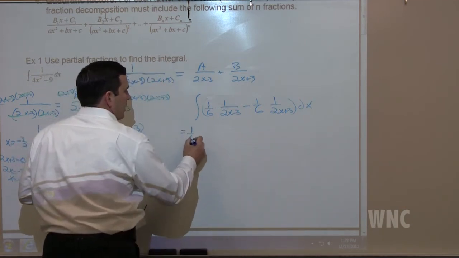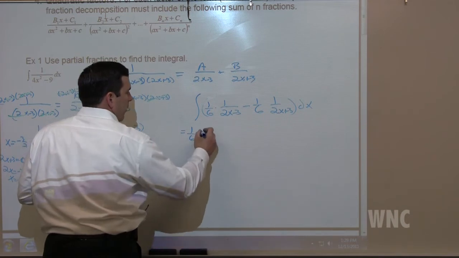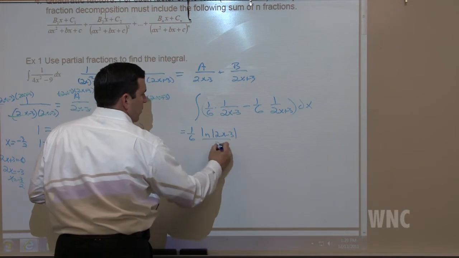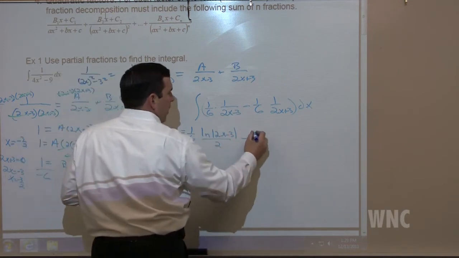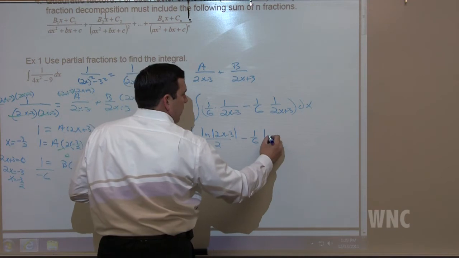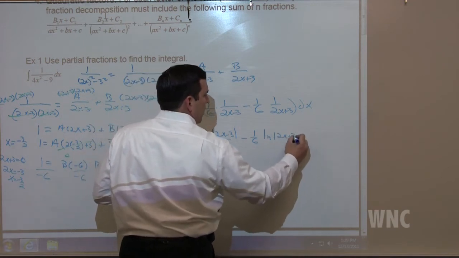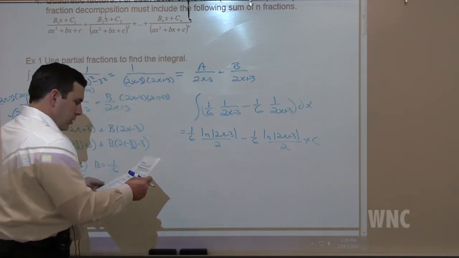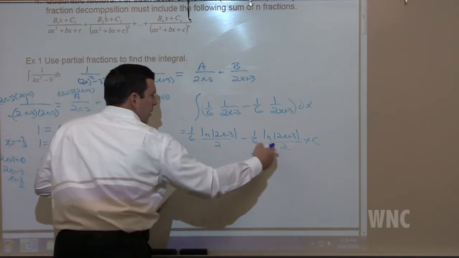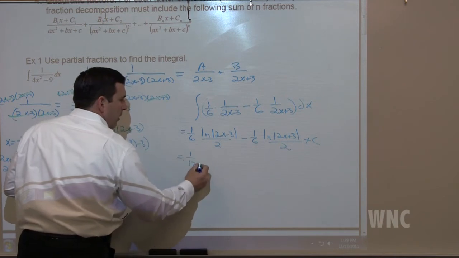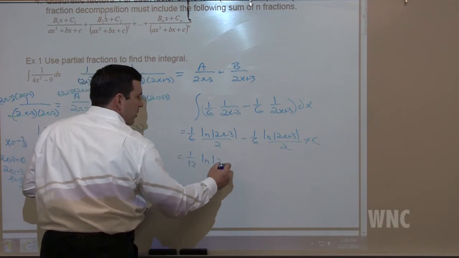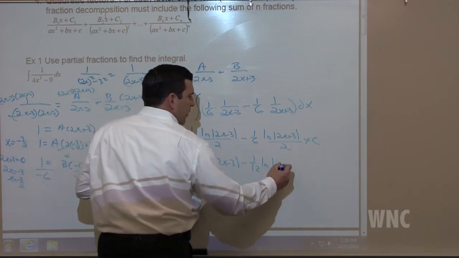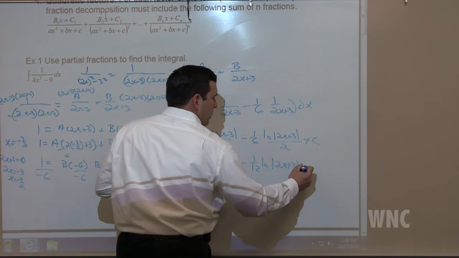This becomes 1/6 of the natural log of the absolute value of (2x minus 3) over 2, because of the 2 right there, minus 1/6 natural log of the absolute value of (2x plus 3) over 2, plus C. So our final answer will be, well, I won't go to the final yet, 1/12 natural log of the absolute value of 2x minus 3, minus 1/12 natural log of the absolute value of 2x plus 3, plus C.